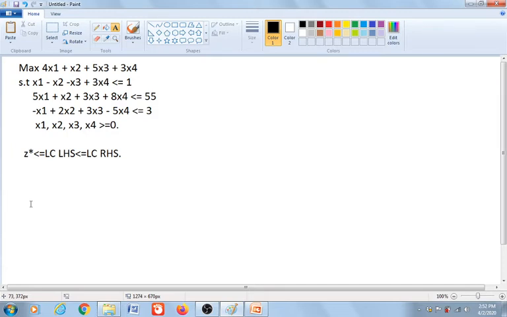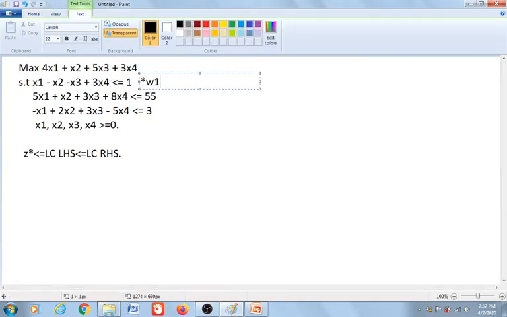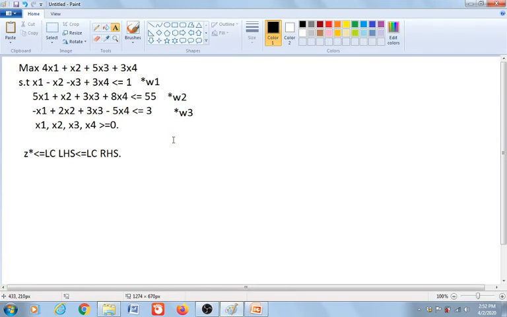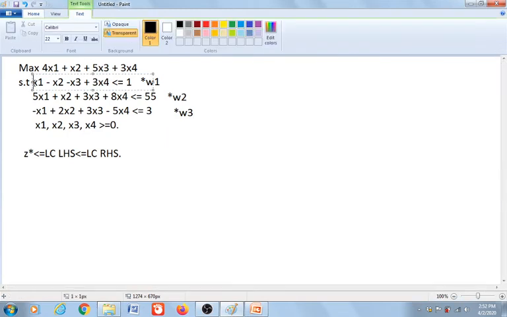So what I'm gonna do now is get the linear combination in a structured way. I'm gonna multiply the first constraint by W1 and multiply the second constraint by W2, and then I'm gonna multiply the third constraint by W3. I'm gonna add parentheses over here.